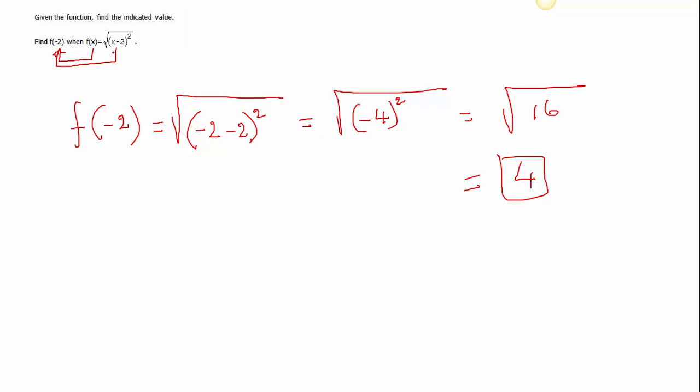So again, all you have to do, replace the x by negative 2, but you don't cancel here. These, they don't cancel. You lost 2, and then you lost 2. You lost 4. When you square it, negative times negative is positive. 4 times 4, 16. The square root of 16 is 4.